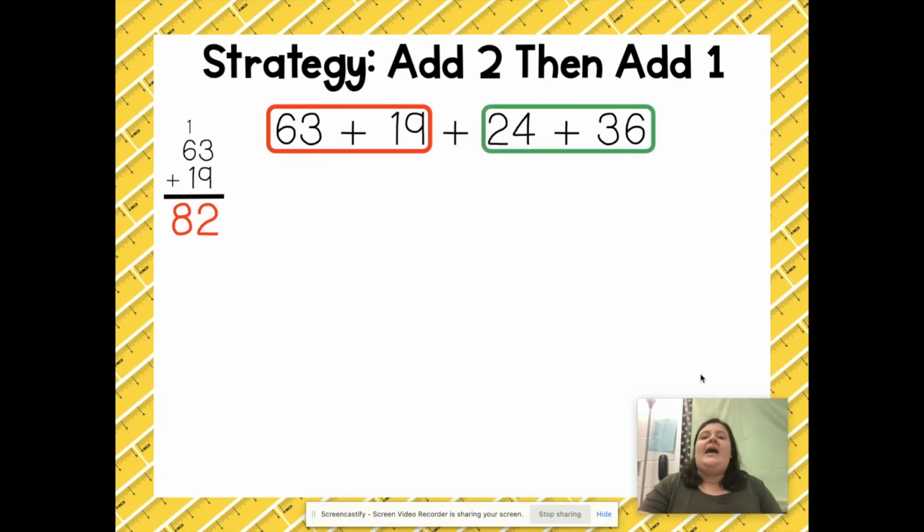I'm then going to add 24 plus 36, which is going to be 60. Again, 4 plus 6 equals 10. Put the 1 up above the tens place. 1 plus 2 plus 3 equals 6.